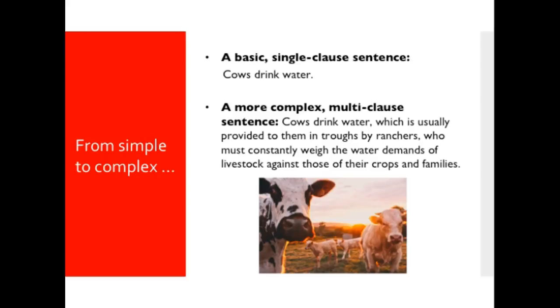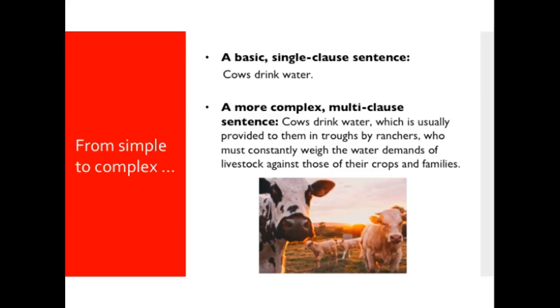You could also have a very complex sentence made up of multiple clauses. Cows drink water, which is usually provided to them in troughs by ranchers, who must constantly weigh the water demands of livestock against those of their crops and families. We're throwing a lot of information in here. And in general, we want to try in our writing to have a combination of complex sentences and simple sentences.